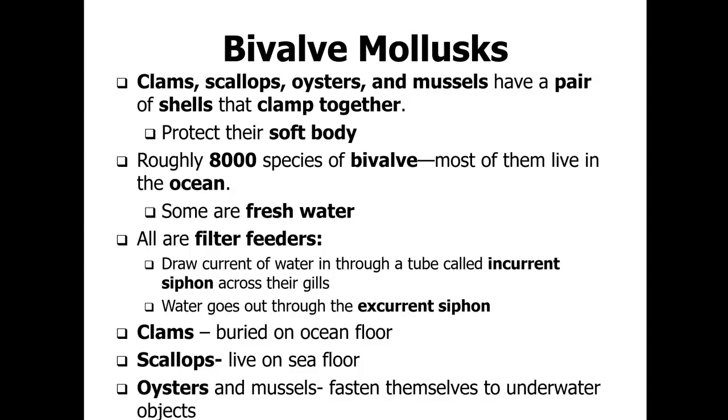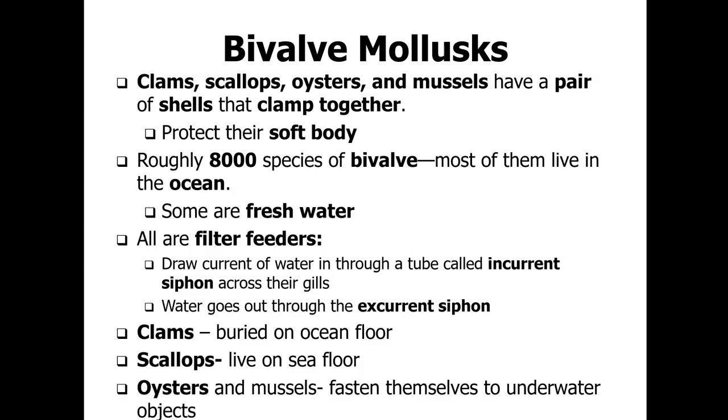Next, we have the bivalve mollusks. These are going to be found in both aquatic environments, so we have them in marine and freshwater. Clams, scallops, oysters, and mussels are going to have a pair of shells that can clamp together, and that's there to protect their soft body. There's going to be roughly about 8,000 species of bivalves. Most of them are going to live in the ocean. Some are going to live in freshwater. They are going to be filter feeders.